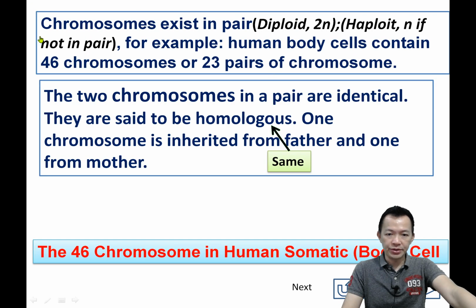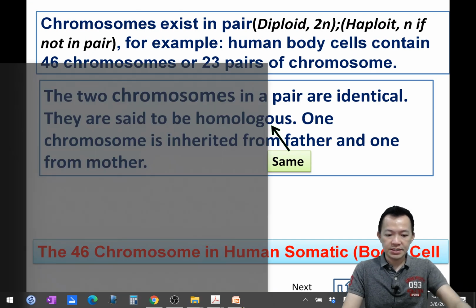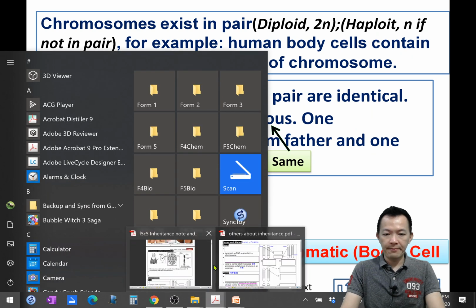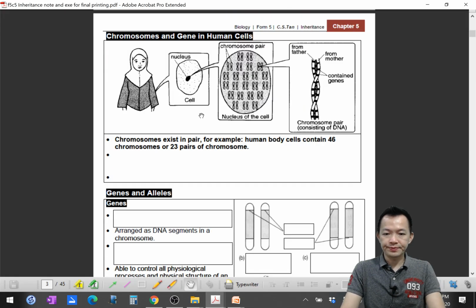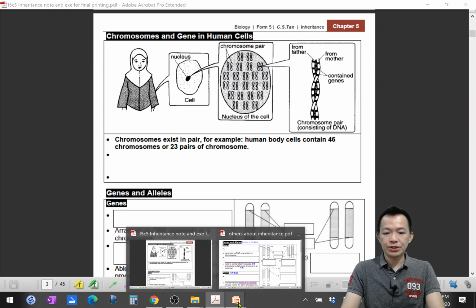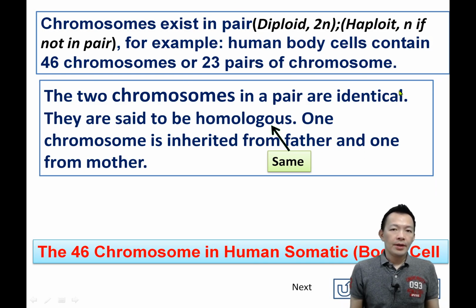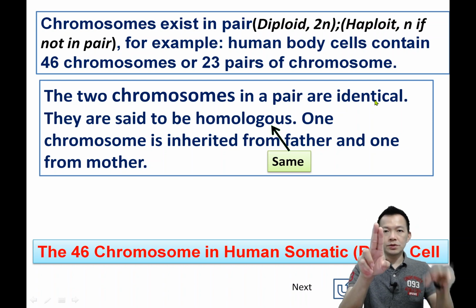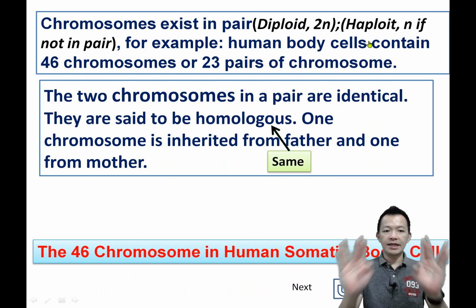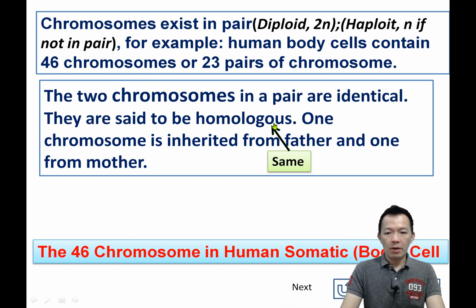Now I go to the second sentence. You copy on your notes. Just now you maybe had to copy something. I check your notes. Next sentence: the two chromosomes in the pair are identical. The two chromosomes in a pair are identical. They are said to be homologous. They are actually the same chromosome.